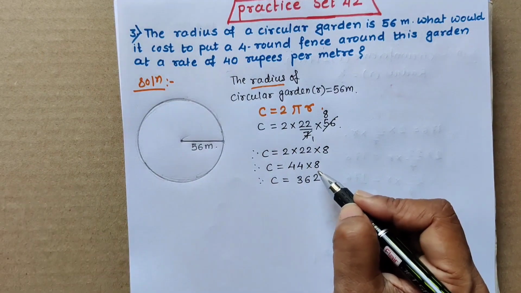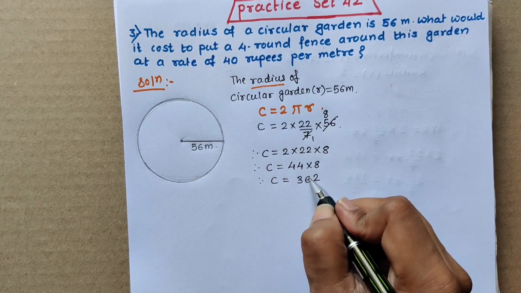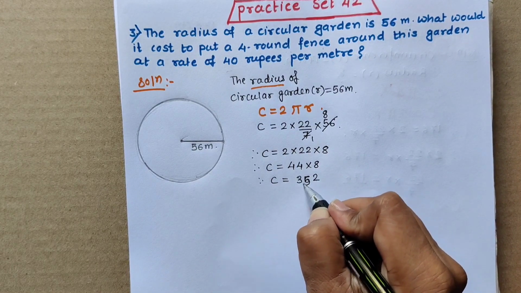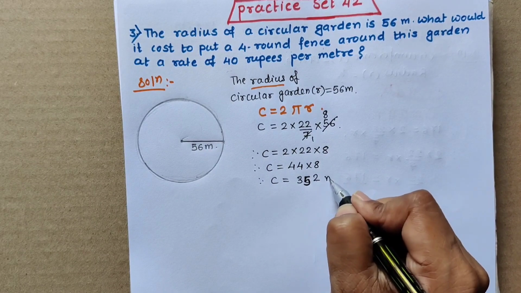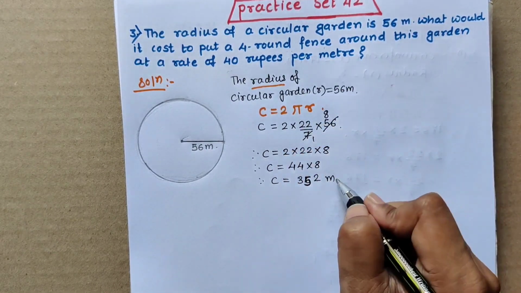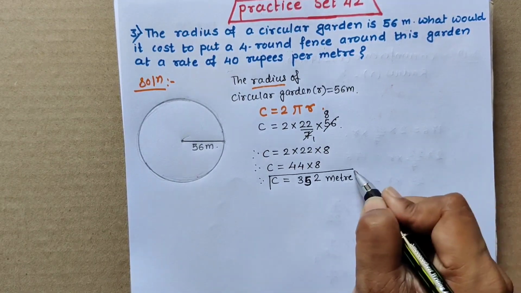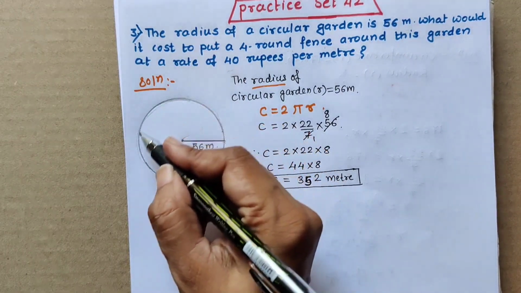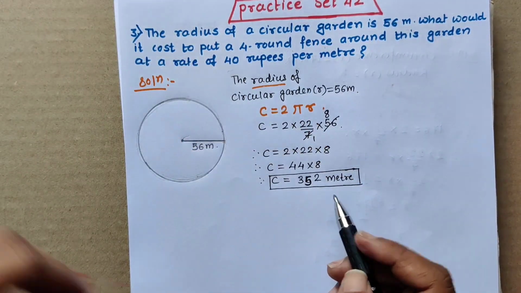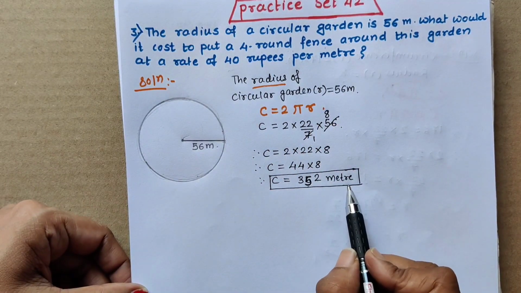8 4s are 32, 2 written, 3 carrying, 8 4s are 32, 32 plus 3, 35. So it is 352 meter. It is given in meters, so we have to write meter here. So circumference we have got 352 meter. Now see children, this circumference is 352. That means one round of fence requires 352 meter.